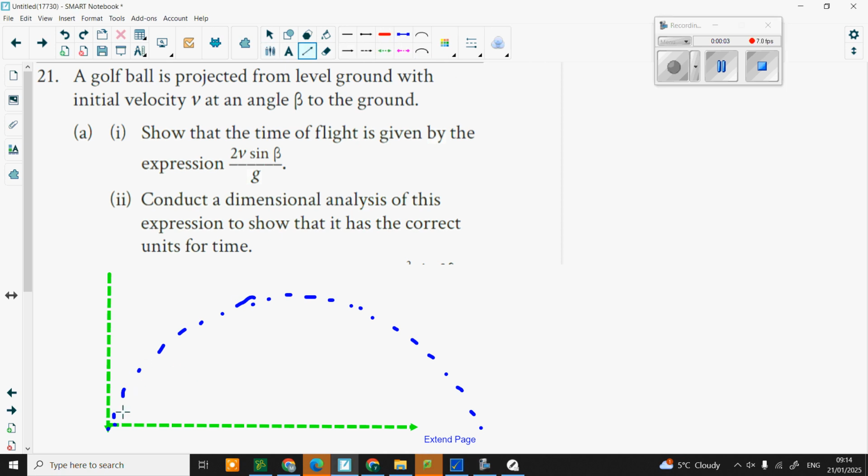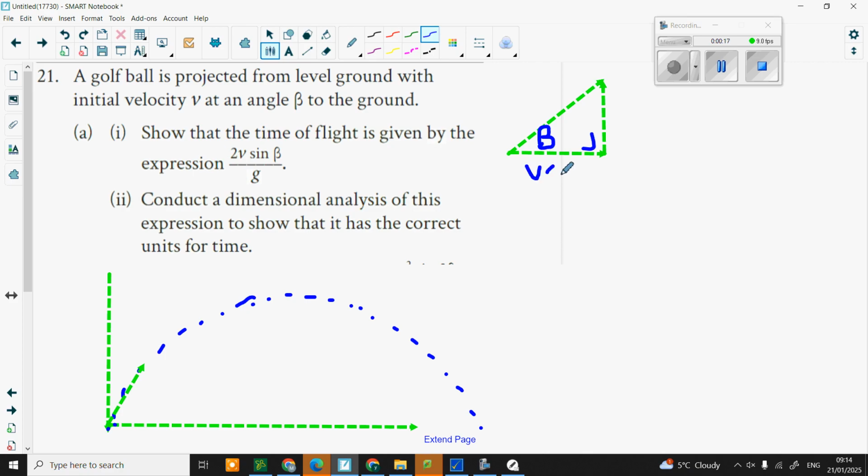That ball is projected from level ground and it's hit up at angle beta to the ground. So that's beta, and as we suggested earlier, that's the adjacent, isn't it? So v cos B, v sine B. And now you run through your four equations.